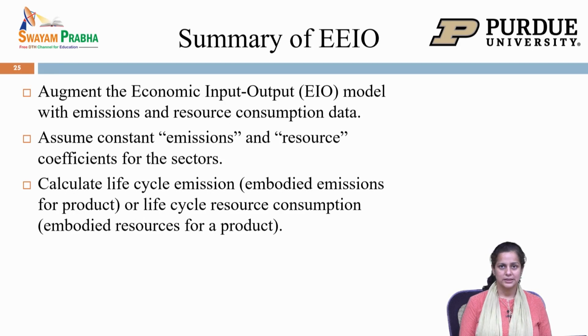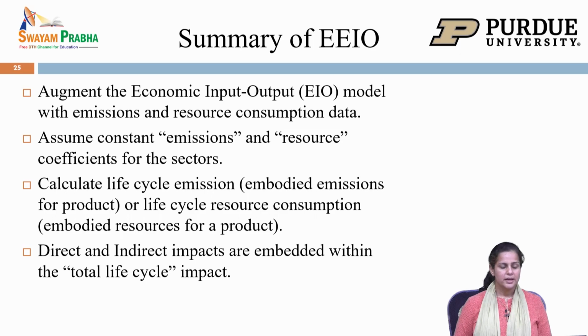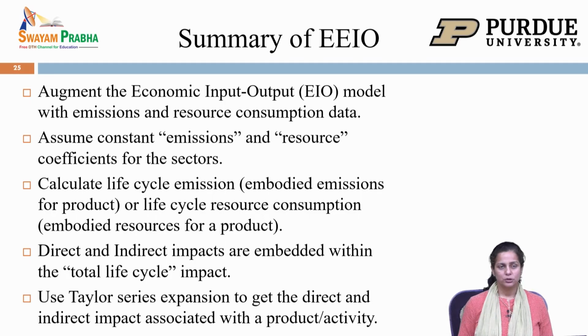We already saw an example of this in module 16. I hope that becomes very clear to you. Then we can also do the direct and indirect impacts which are embedded within the total life cycle impact. We saw that we can separate out the direct and indirect impact by doing a Taylor series expansion of I minus A inverse. We will have an example problem to solve for the direct and indirect impacts for the LCA. Mostly we are using Taylor series expansion, where the first two terms, I plus A, give us the direct impact, and the rest of it is indirect impact. With that, that is the end of the environmentally extended input-output model.